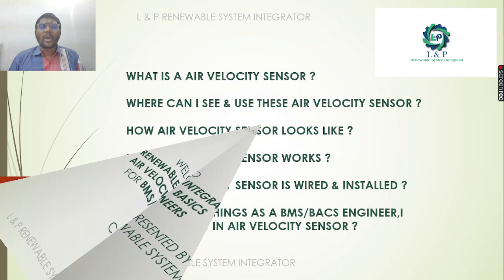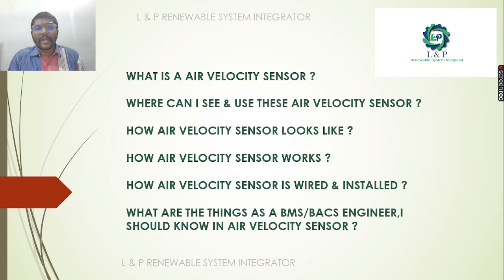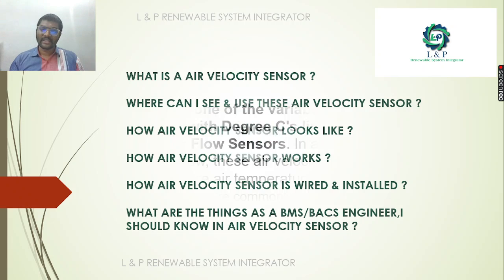So what are the things that we are going to discuss today? We will discuss what an air velocity sensor is, where I can see it, where I can use it, what it looks like, how it works, how it is wired and installed, and what a building management system engineer or technician, a building automation control system engineer or technician, should know about air velocity sensors.